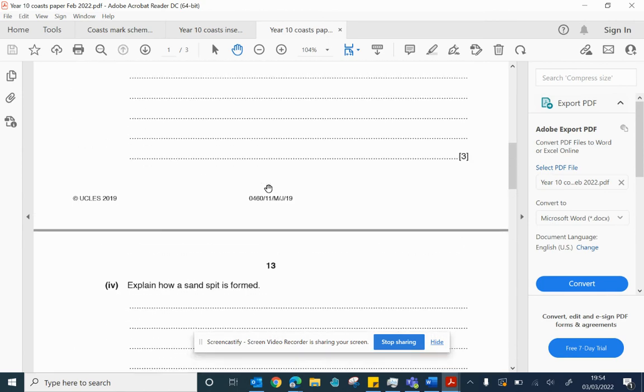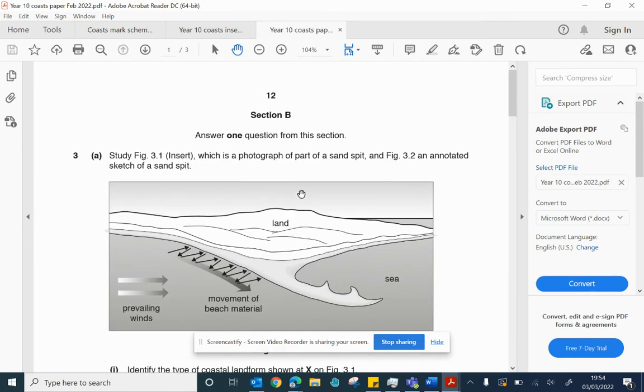Okay, sorry, it's a little bit late when I'm doing this screencast now. I realize it's not perfect, but hopefully this will be useful. What you can also do is look at the coastal mark scheme to see exactly what the examiner is looking for.